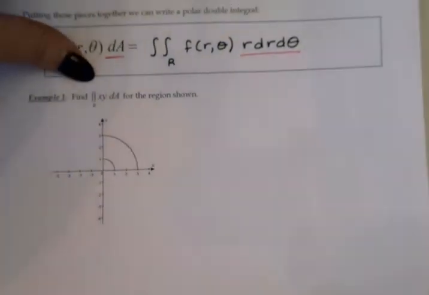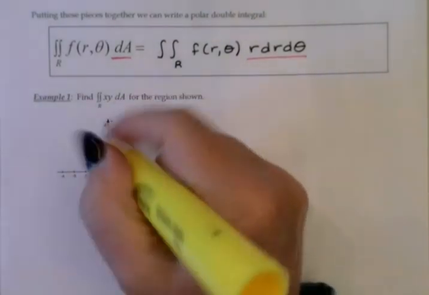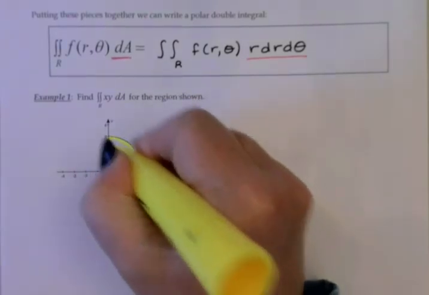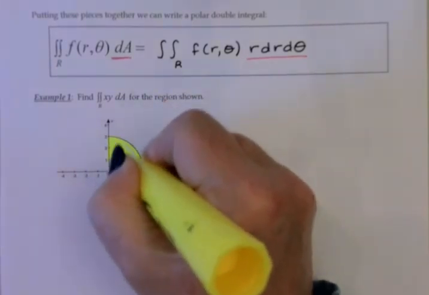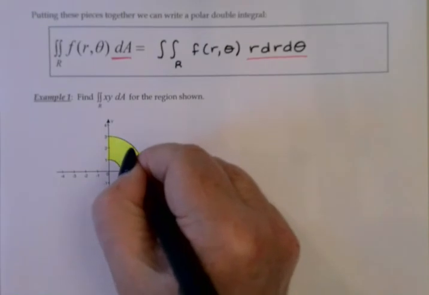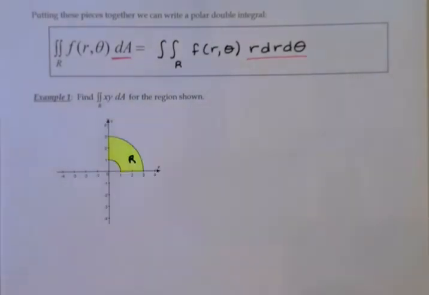So in example 1, we'd like to find the double integral over the region shown, and I probably should have shaded this in, so let me do that right now. I'm just looking at this piece here. That's r. And I want to integrate the function xy dA.